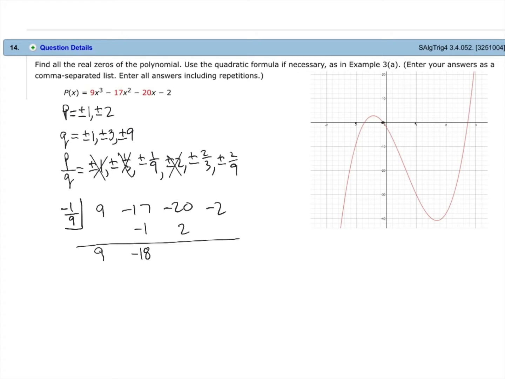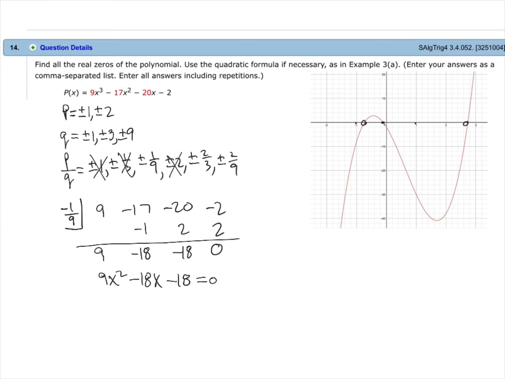Negative 20 plus 2 is negative 18. Negative 1/9 times negative 18 gives us positive 2. And when we add, we get a 0 in this last position. So we know that we have found a root. The remaining coefficients give us 9x squared minus 18x minus 18 as a factor of p of x. We can set this equal to 0 to find these other two roots.